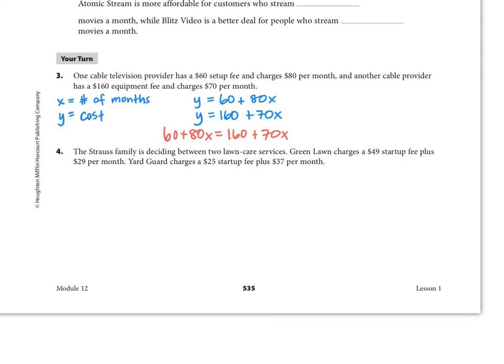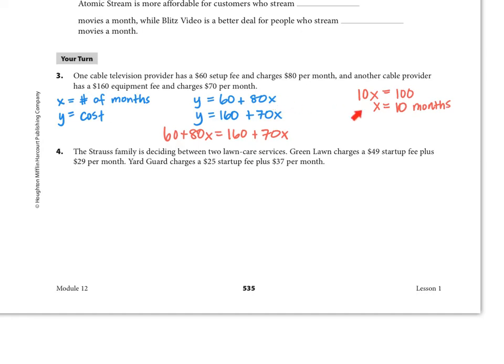And then I go through and I solve this, which I'll do very quickly. I'll skip a few steps here. We're going to have 10x is 100, which means x is 10. And that means it is going to take 10 months for the cost to be the same.